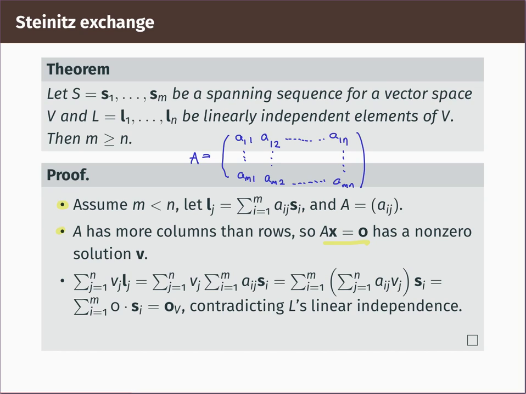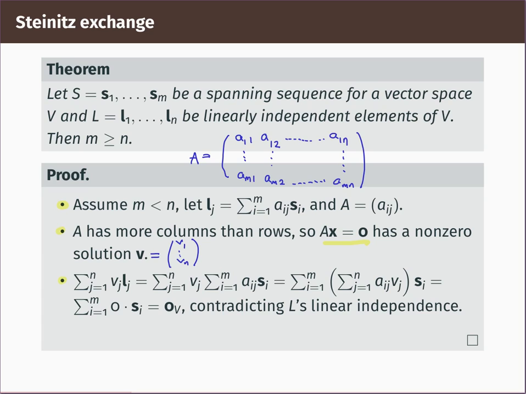So let's fix notation for a particular non-zero solution. Any of them will do. We'll call it v, and v will be a column vector which looks like v1 down to vn, like this. And v has the property that A times v is equal to the zero vector. Now I claim that the coefficients of v give a linear dependence relation on the supposedly linearly independent sequence L1 up to Ln, which will give us the contradiction we want. So let's examine why that's true in this third bullet point.